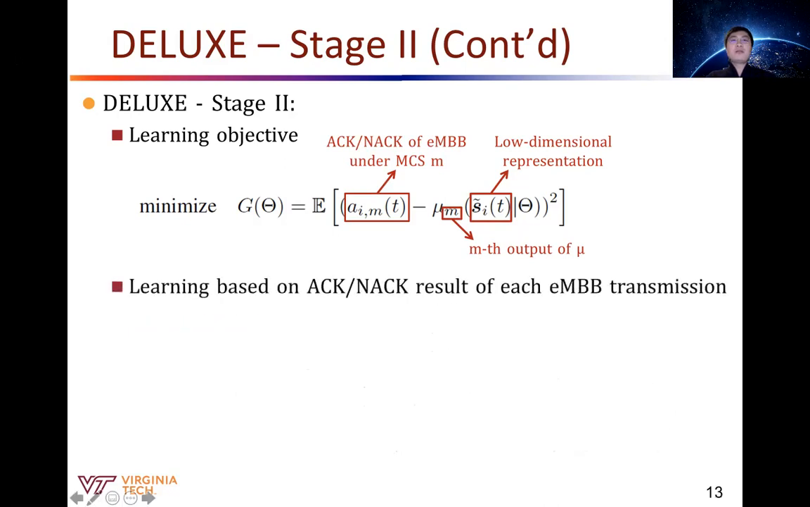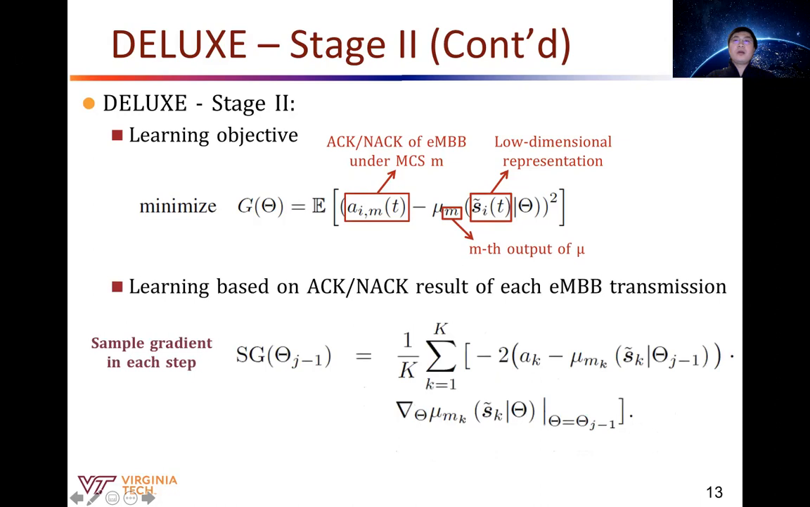The learning phase consists of 2 steps. The first step is to collect a large number of eMBB transmission samples with randomly selected MCS levels and actual ACK or NACK decoding results. Then the second step is to perform stochastic gradient descent to train a neural network.